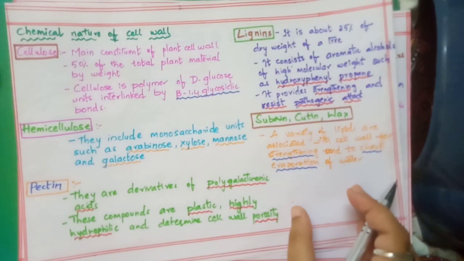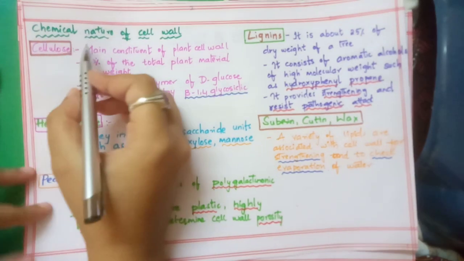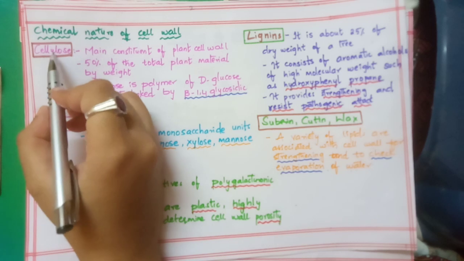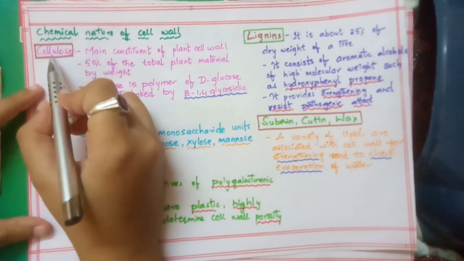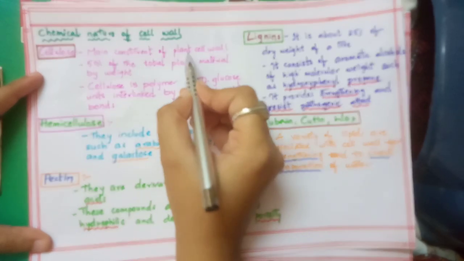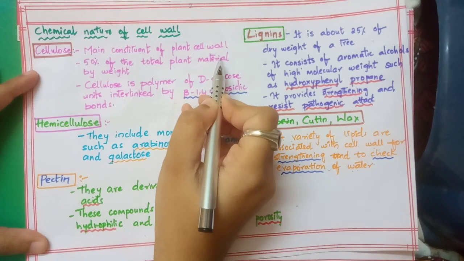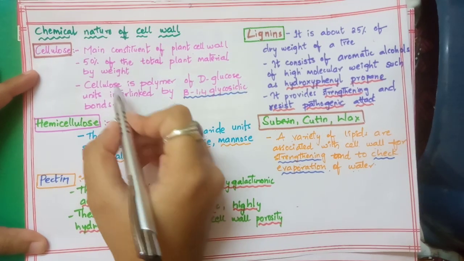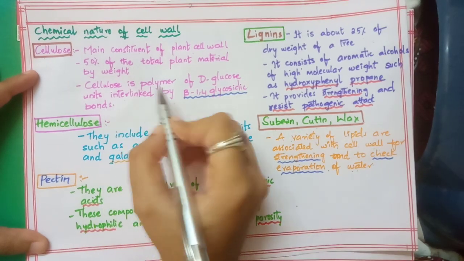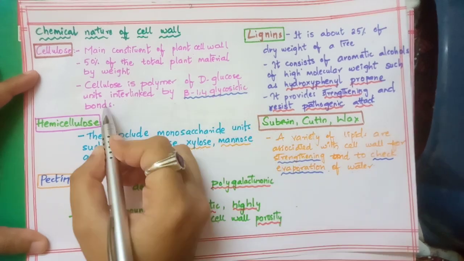Then coming to the chemical nature of the cell wall, what the cell wall is made up of. The first chemical compound that is found in the cell wall is cellulose. Here it acts as the main constituent of the plant cell wall. It is up to 50% of the total plant material by weight. Here cellulose is a polymer of D-glucose units. These are interlinked by beta-1,4 glycosidic bonds.